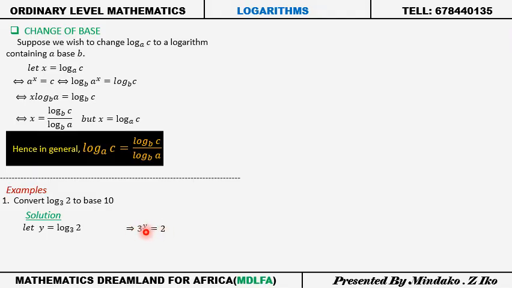Now we can actually take log on both sides. Notice that we are changing to base 10, so we are going to take log to base 10 of both sides of the equation. Therefore, I'll have log of 3 power y to the base 10 being equal to log of 2 to the base 10. Now I can apply law 3 according to the previous slide, such that this y will come down here. At the end of the day, I'm going to have y log of 3 to the base 10 being equal to log of 2 to the base 10.